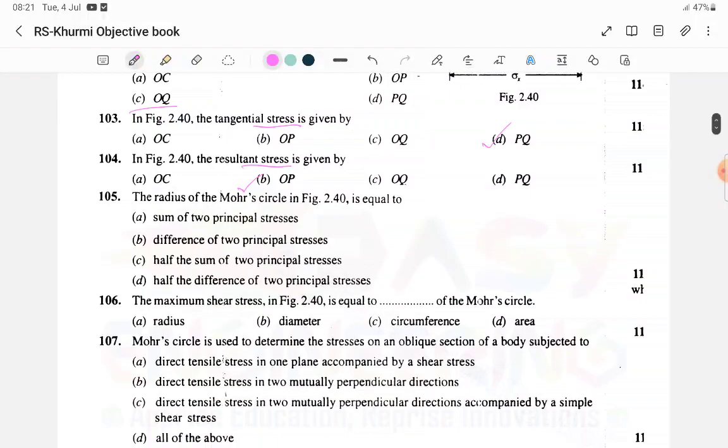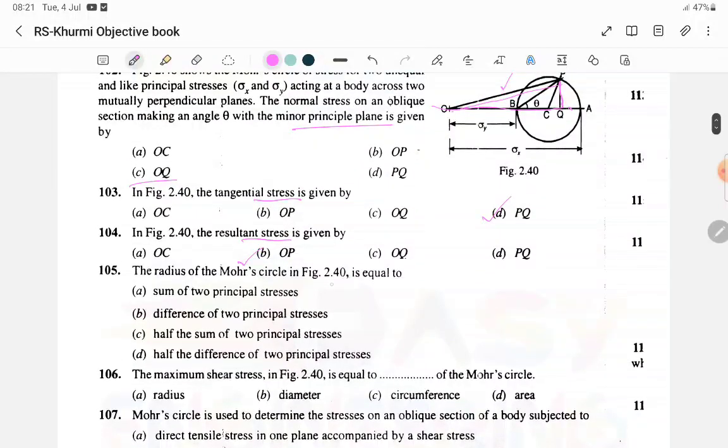Radius of Mohr circle in this 2.40 is equal to... so how much? The radius of the Mohr circle is always sigma x minus sigma y by 2. So it is half the difference of the two principal planes. So 105 is D.